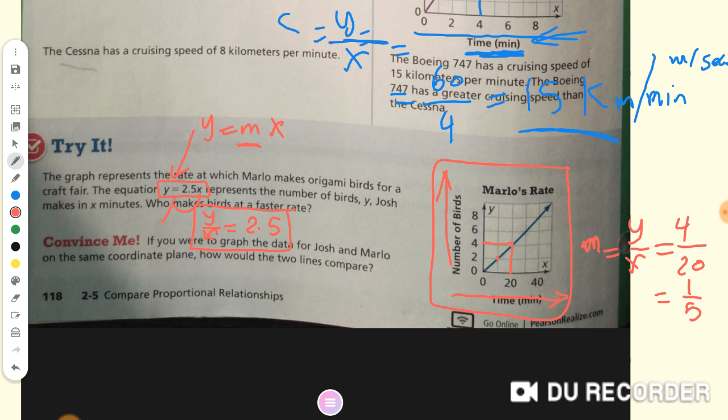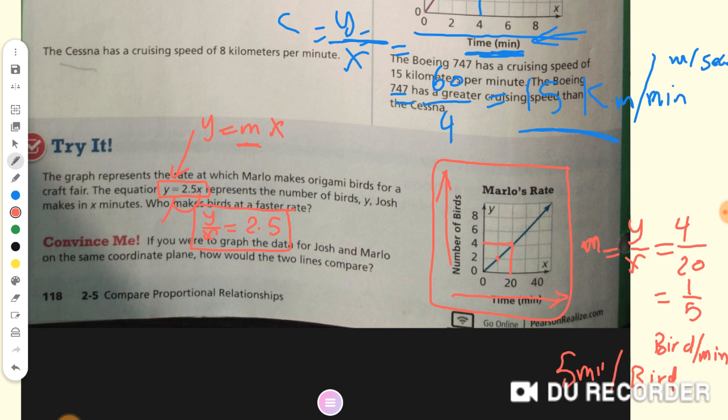per minute. So he can make 1 over 5 of a bird in 1 minute. So he needs 5 minutes to make 1 bird. Here he needs about 5 minutes to make 1 bird, 5 minutes per bird.